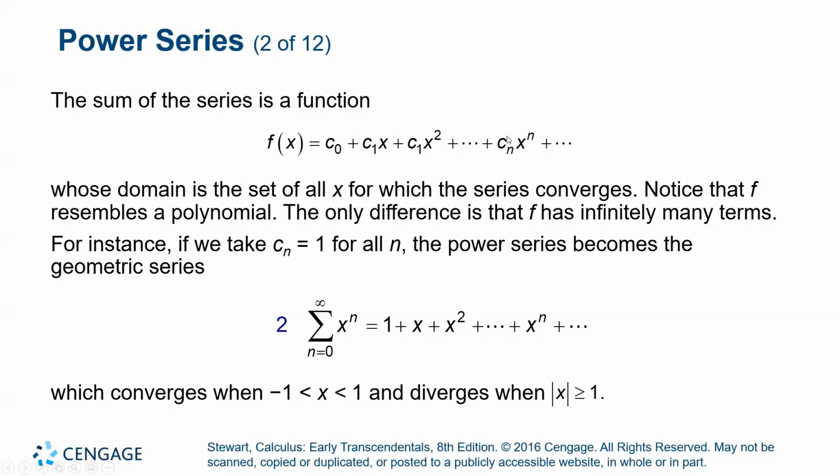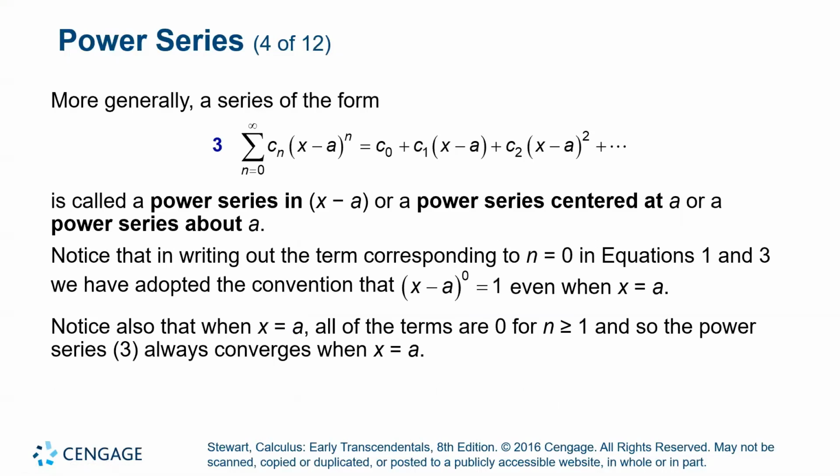Okay, so for example, let's say your coefficients are 1 for every single n. Then the power series is just the geometric series x to the n. And we already know information about that. We know that this series converges when x is between -1 and 1, and then diverges everywhere else, because of course this would grow out of control if x is greater than or equal to 1. So there's one example.